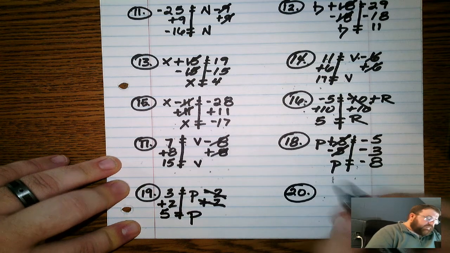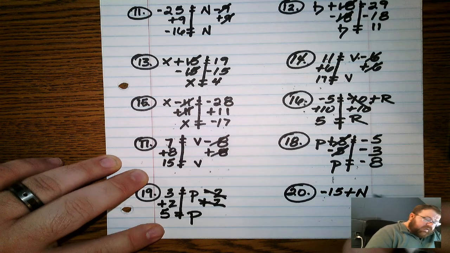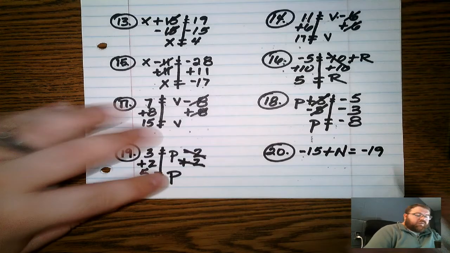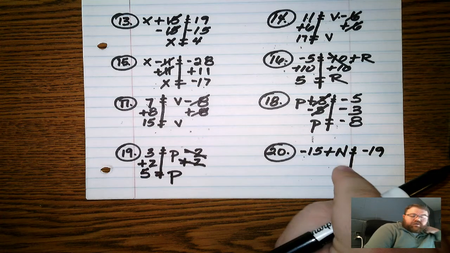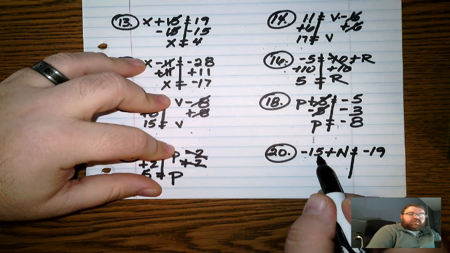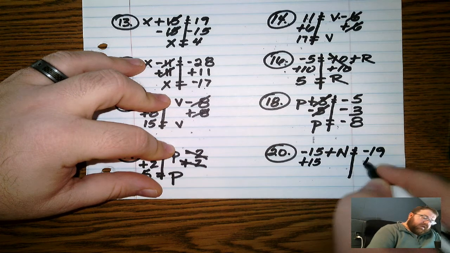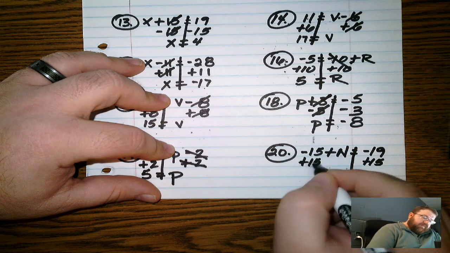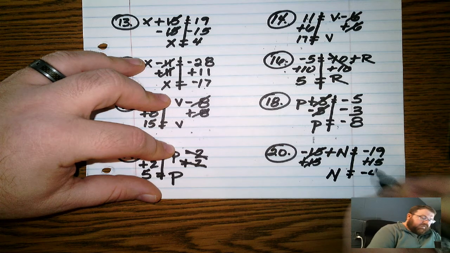Number 20 is negative 15 plus n is equal to negative 19. Draw your line. Ask yourself what is trying to be done to your variable. In this case, we have negative 15. So the opposite of negative 15 is positive 15. I've got to add 15 to both sides. Negative 15 plus 15 cancel. Leaves you n is equal to negative 4.